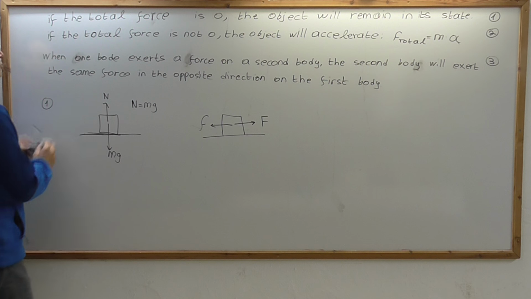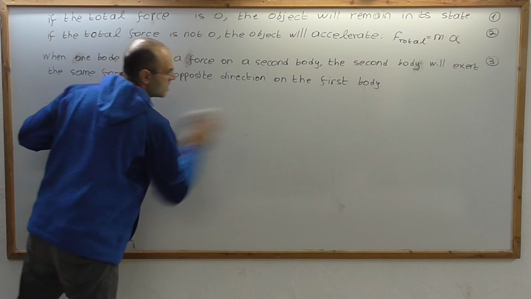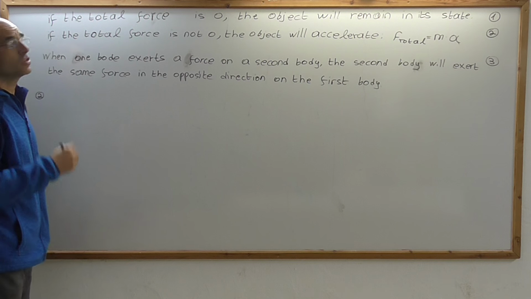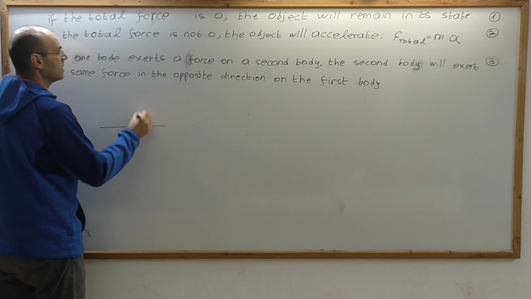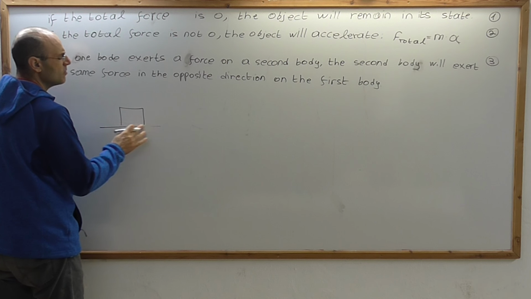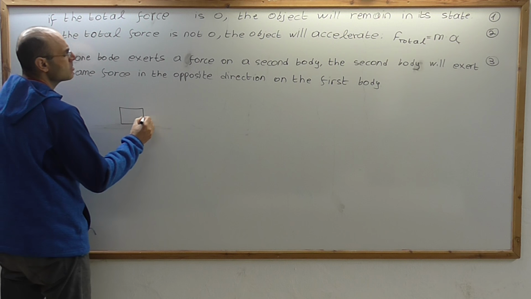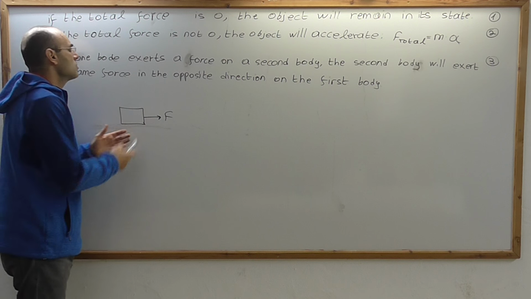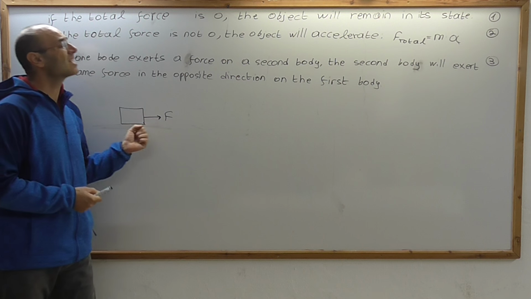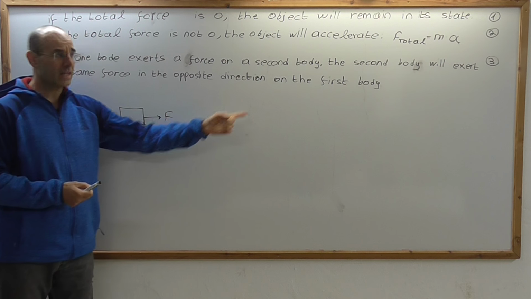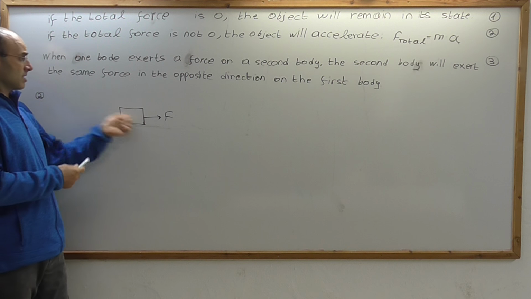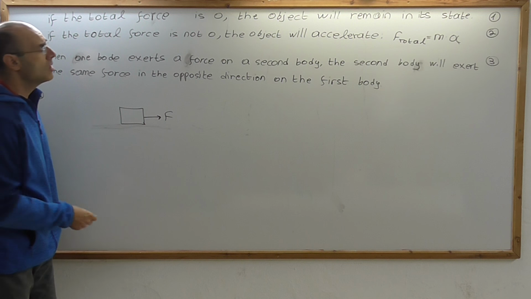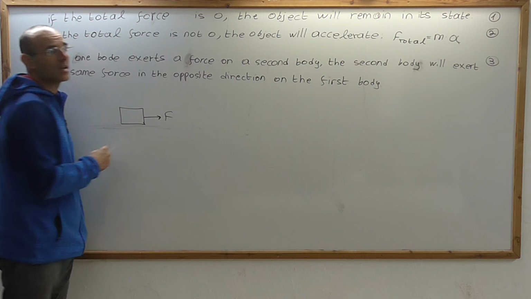Let's talk about the second rule. The second rule says that if the total force is not zero, for example, take this object, forget the surface now, and just push it or pull it with the force of F. We know that this object will start moving, start accelerating to the right, because there's no force here that can cancel this F force. So if the total force is not zero, this object will accelerate.